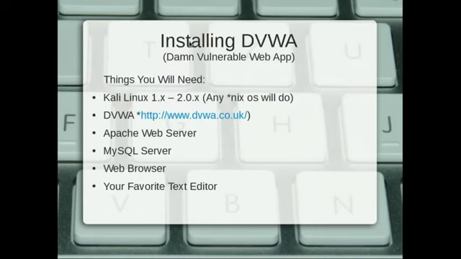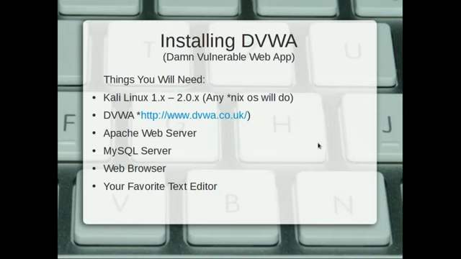So moving forward, installing DVWA, Damn Vulnerable Web App, things you're going to need: Kali Linux 1.x to 2.0, which is what we're running here, the newest Kali Linux 2.0, but any Unix Linux operating system will do. The next thing you're going to need is the actual software itself, and of course you can go to this link here in the slide. I will also have a link down in the description as well.